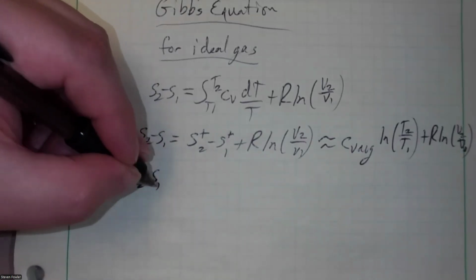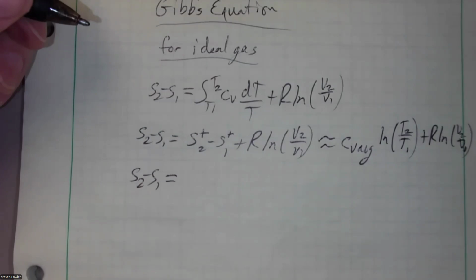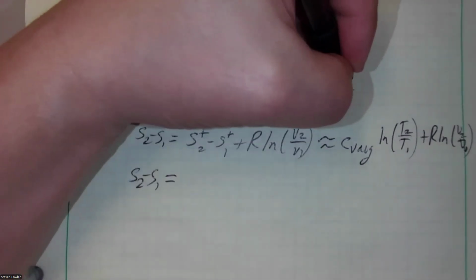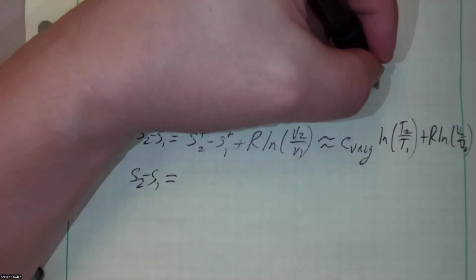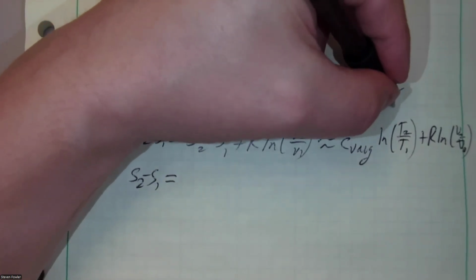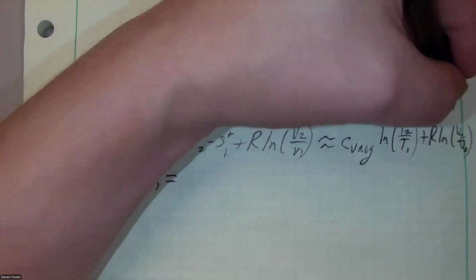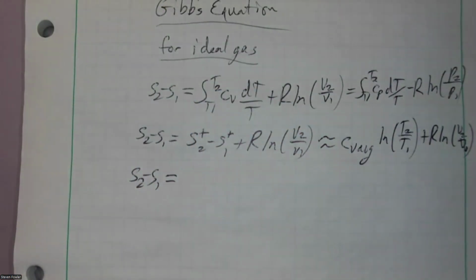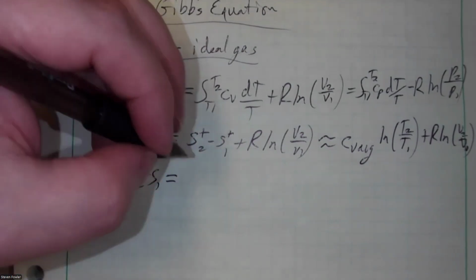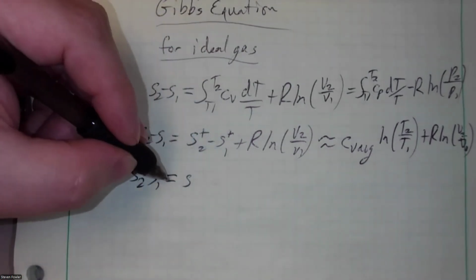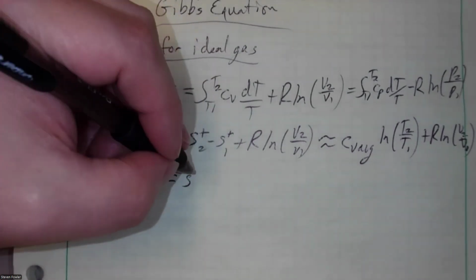I can also do it this way. There's another version of the Gibbs equation where delta S is also equal to the integral from T1 to T2 of C sub P dT over T, minus R ln P2 over P1. Those are pressures.